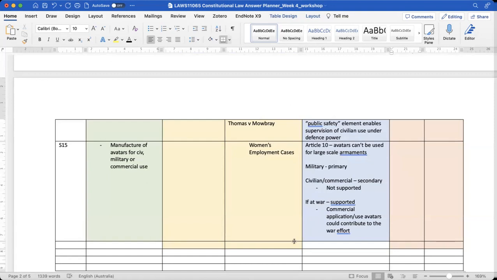So again, we're looking at severance and we're severing the reference to civilian and commercial use. But the valid part, which is the manufacture for military purposes, gets retained, and that becomes the operational part of section 15. The invalid parts get deleted, cut away, put aside. And so what that would mean in practice is that the government would be able to still set up this manufacture of the avatars. They could set up this factory, but they could only use it for those military purposes. They couldn't use it for the civilian and commercial purposes as well.